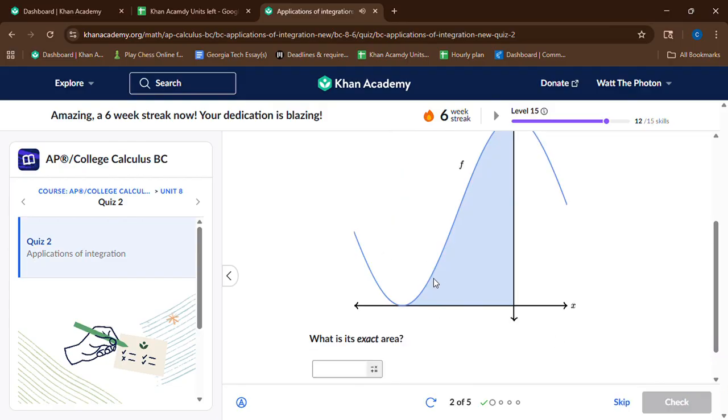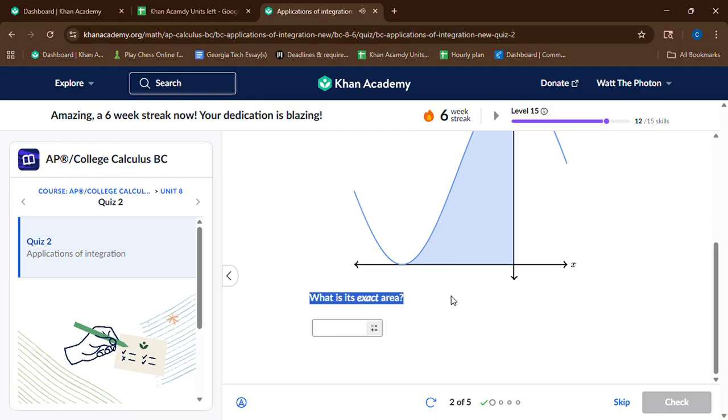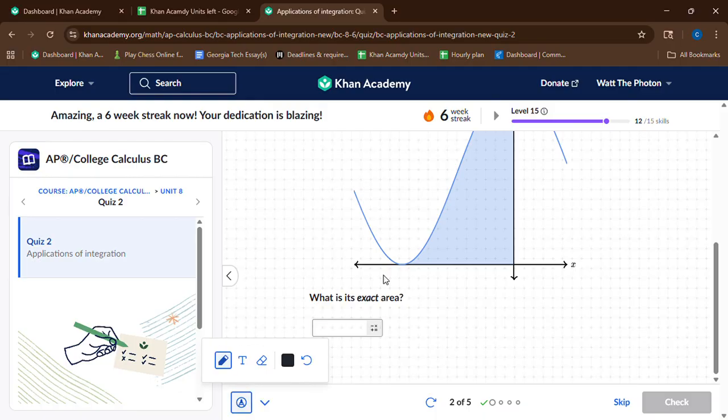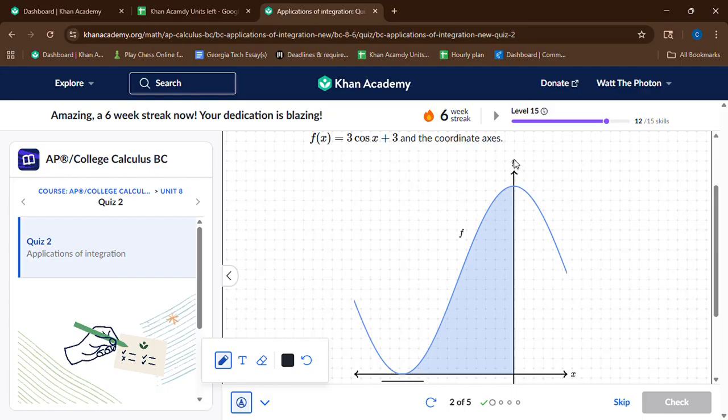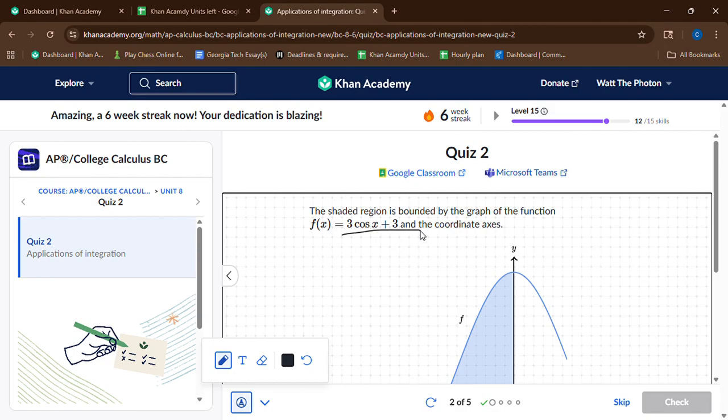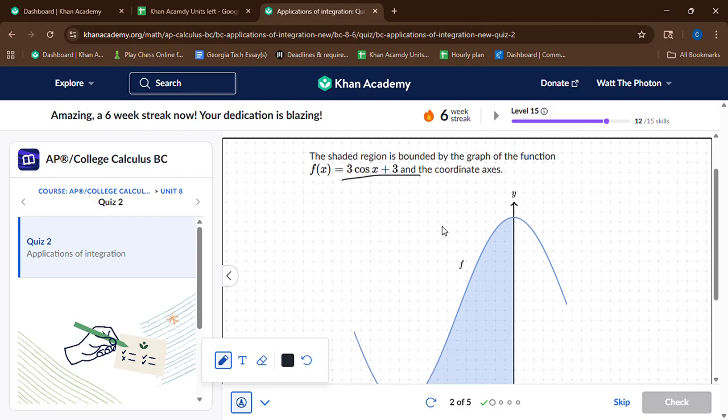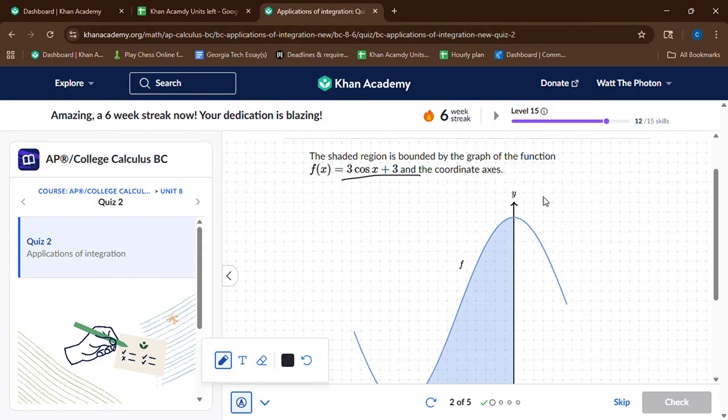Neat. What is this exact area? I have a number we don't see right there. It's tangent to the x-axis, and it's bounded by the y-axis and x-axis. This is the function. Let's see, we have more coffee. I'm trying to get there.